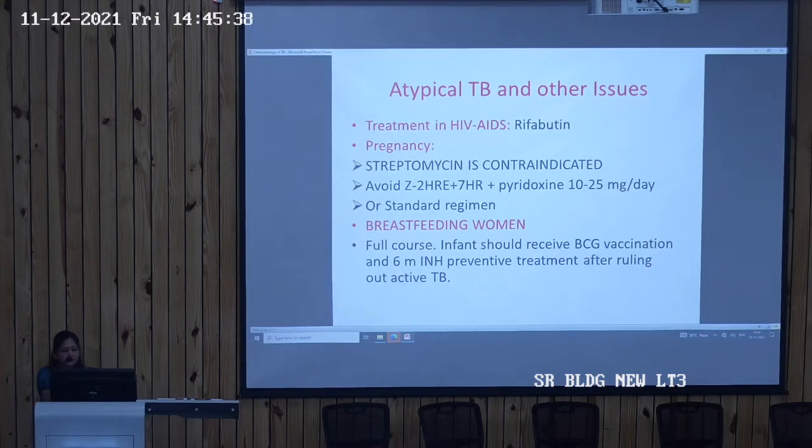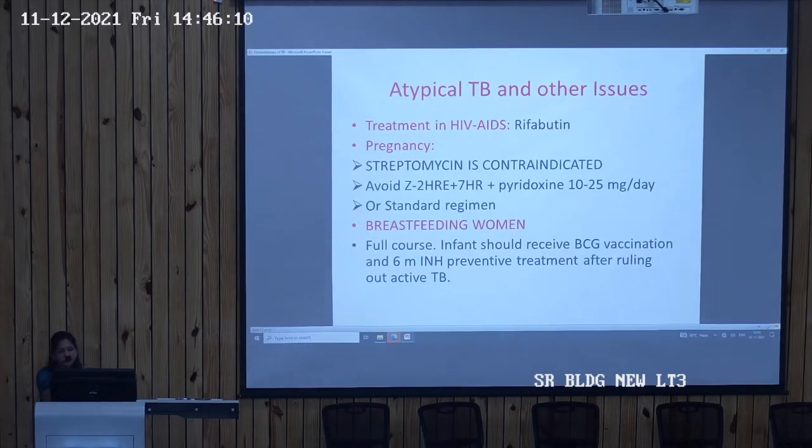In pregnancy, streptomycin is contraindicated, and you can avoid pyrazinamide. That was considered earlier, but now it is seen that all these drugs, HRZE, are in category C in pregnancy. They are classified as category A, B, C. So C means not many studies have been done in these patients. So you can use the same regime.